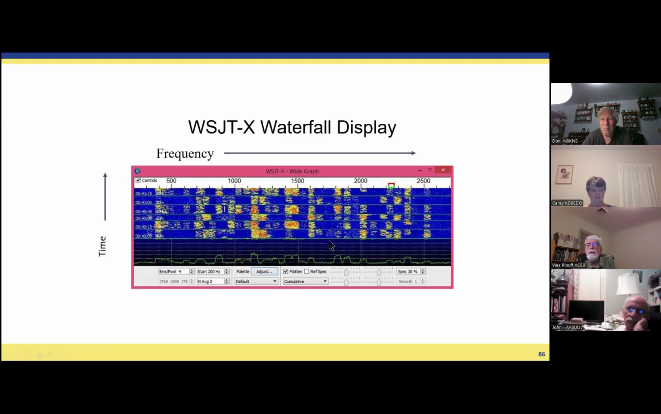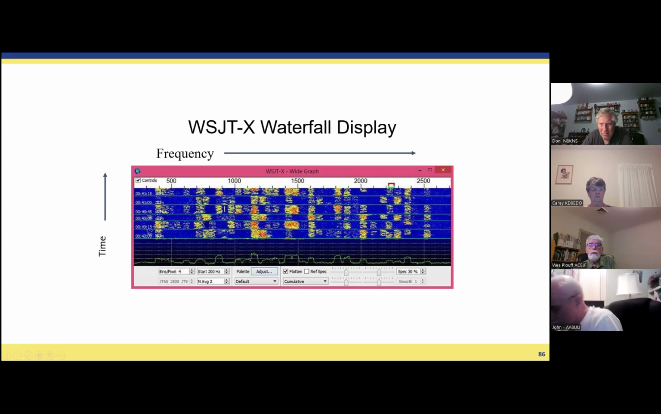You can only see a little bit of yellow. Those are even weaker. And you can see from the timestamps on the left that the most recent signals received are at the top, and the frequency within the audio bandwidth that you're decoding in the software goes from left to right, from lowest to highest.